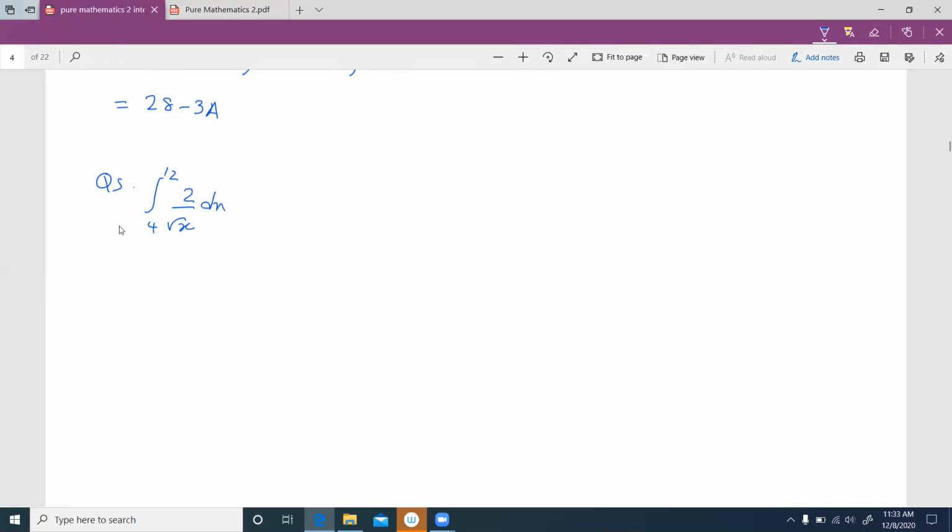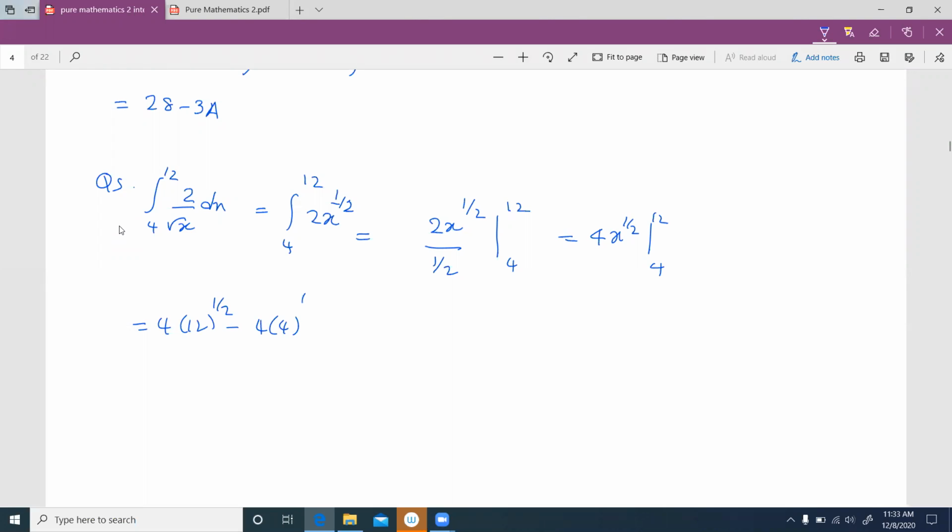So you can understand that it goes this way, from 4 to 12, this is 2x to the power minus half. Because we cannot integrate 1 over root x directly, it turns into 2x to the power minus half plus 1, which is plus half, over plus half, from 4 to 12. So the answer becomes numerator, denominator, again these two go up, 4 root x, 4x to the power half, from 12 to 4, right? So if you substitute, 4 times 12 to the power 1 over 2 minus 4 times 4 to the power 1 over 2, right?